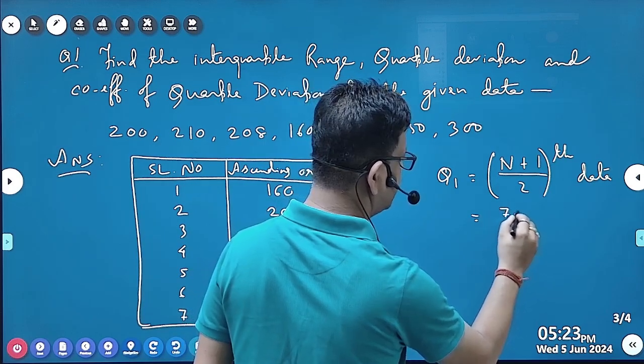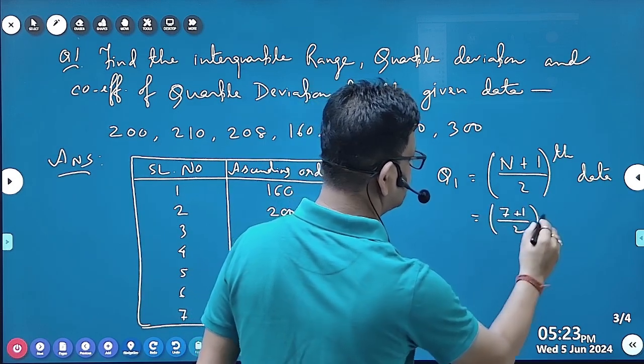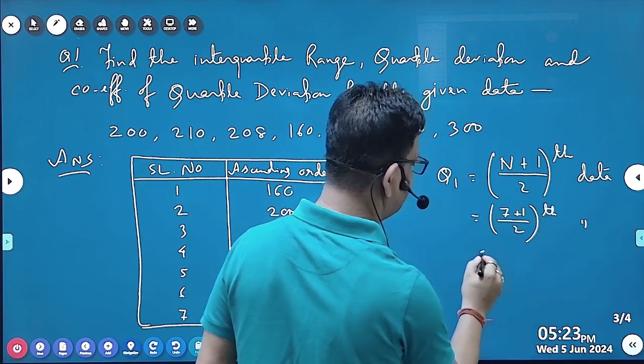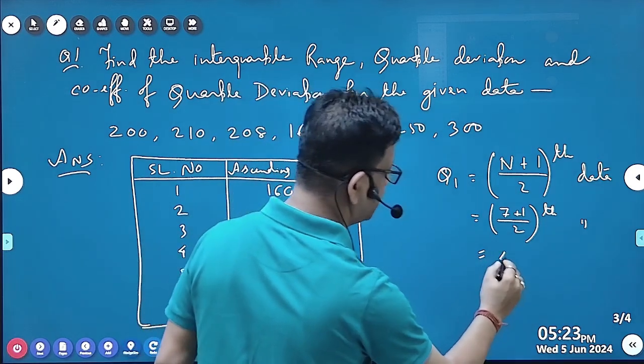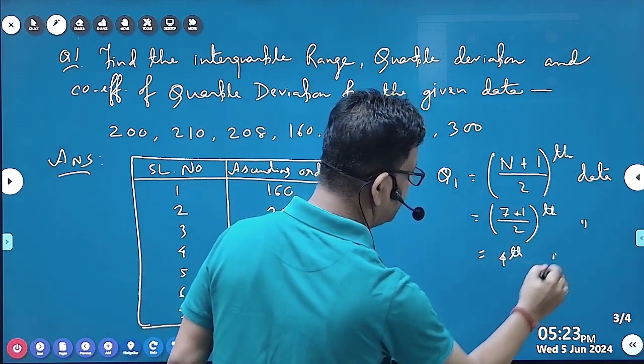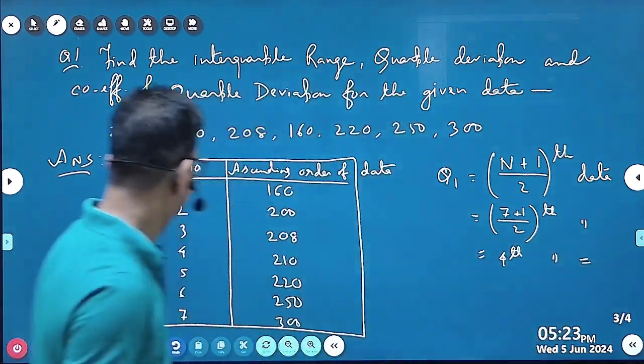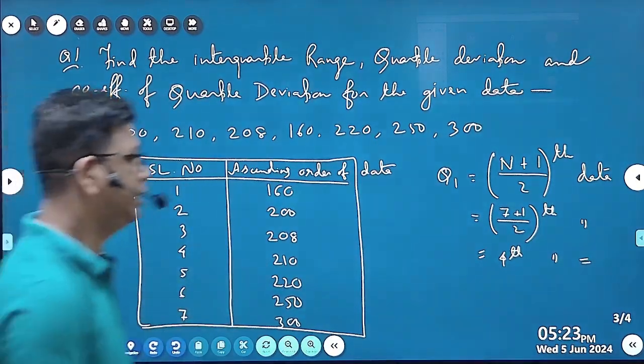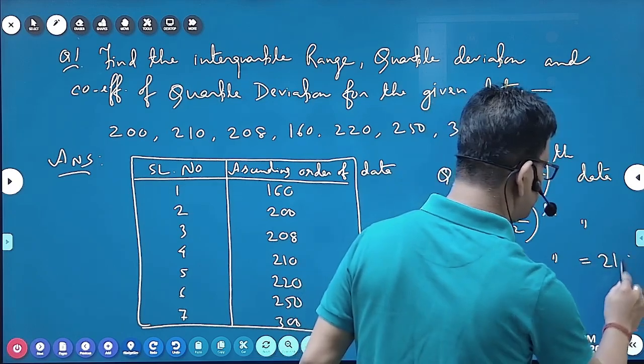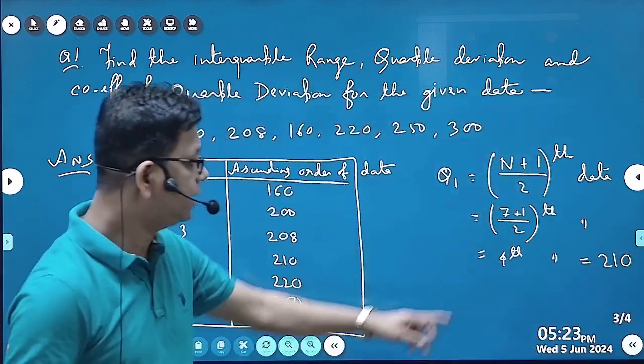So I just write it here once because you're doing it for the first time. So this data. 7 plus 1 is 8. 8 by 2 means the fourth data. The fourth data. And the fourth data is which one? 210. Now I'm going to explain that after a few minutes when it comes in decimal.